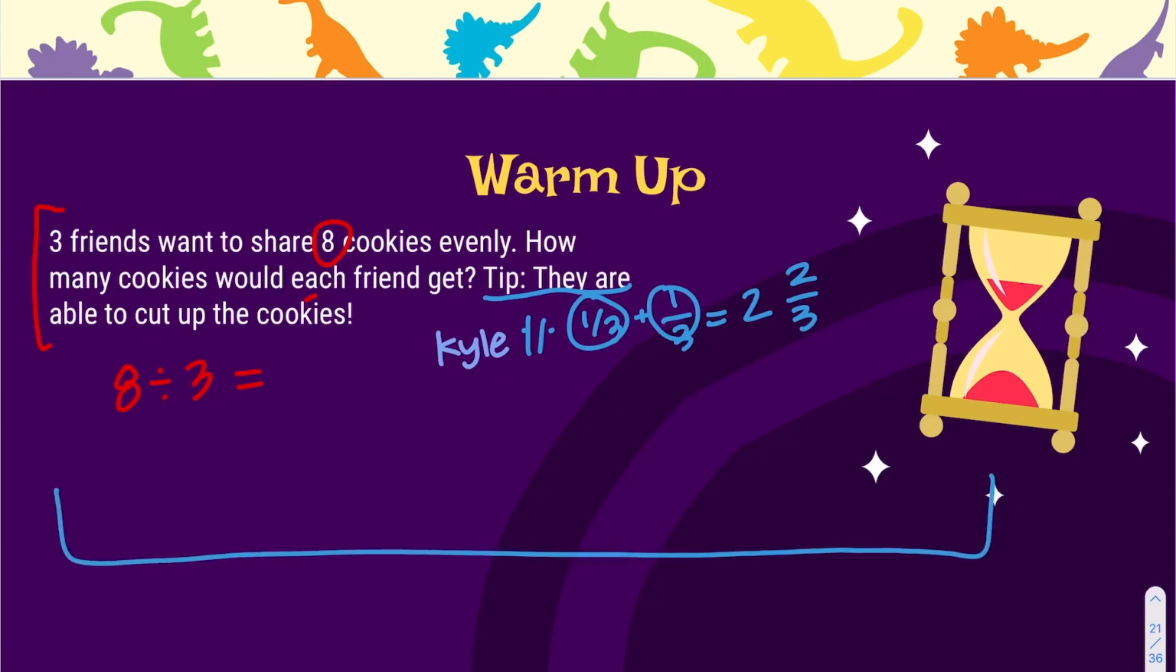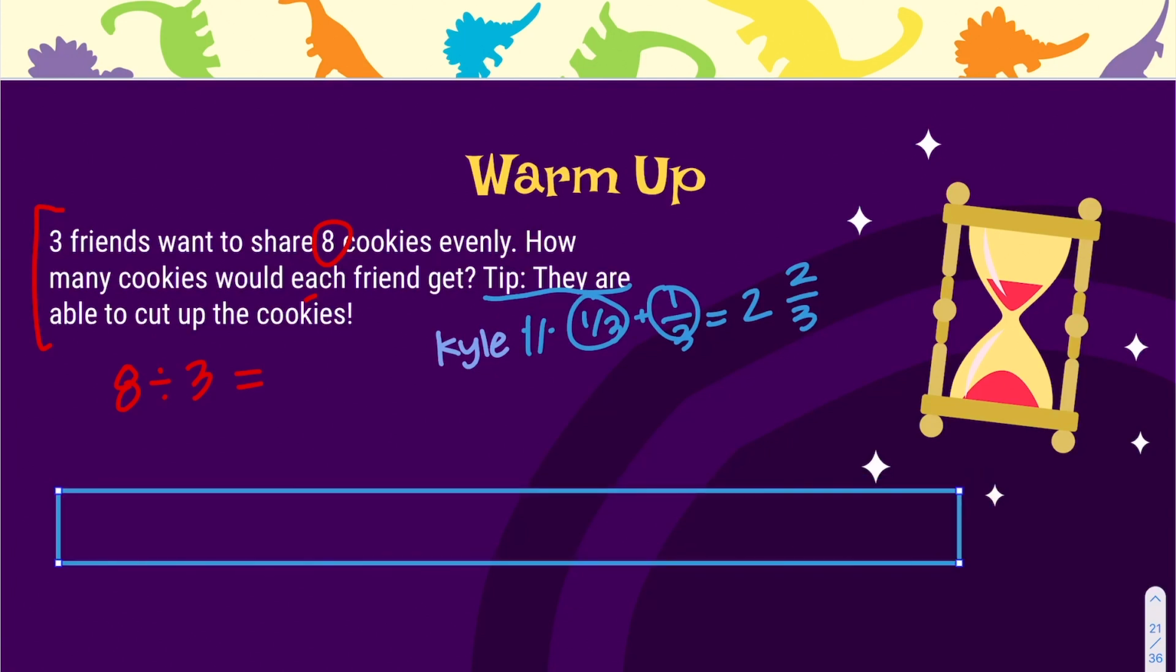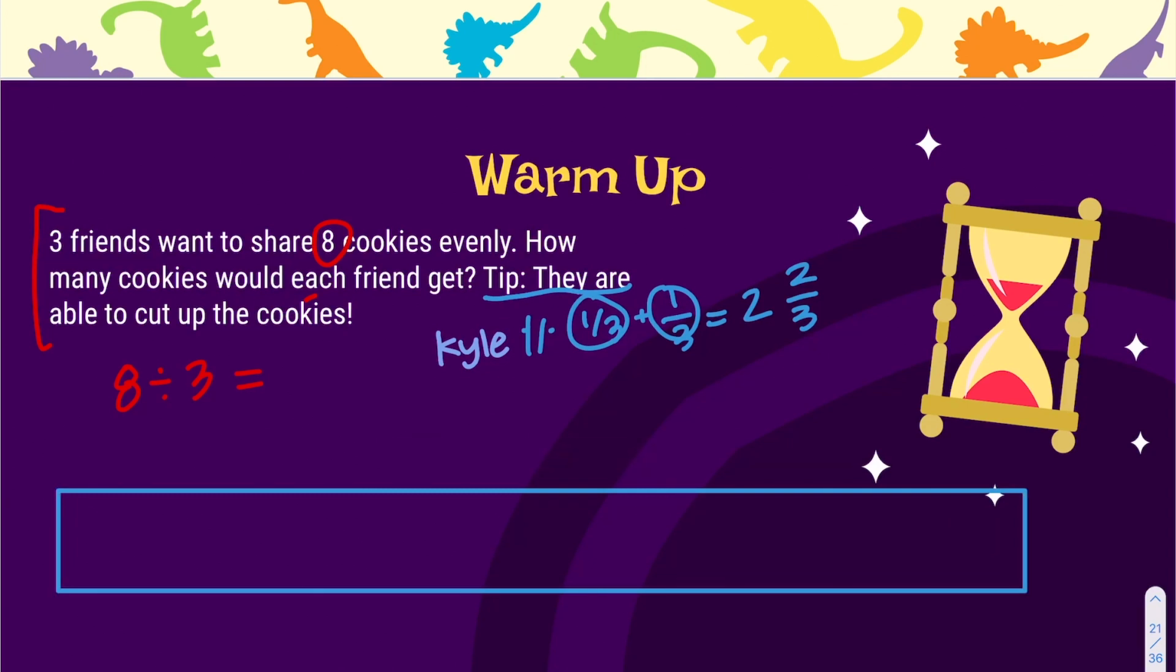I'm going to draw now this rectangle piece, and I'm going to split it up into 8 pieces to represent the cookies. I split it in half in the middle, and then I split those halves in half, and I'm going to do that again, and I should get 8 pieces. Alright, so I do have 8 pieces now. So here we have 8 divided by 3.